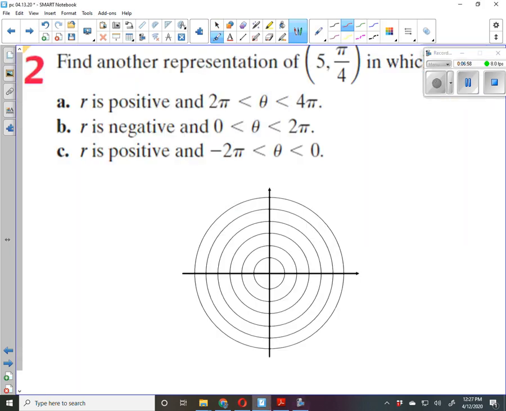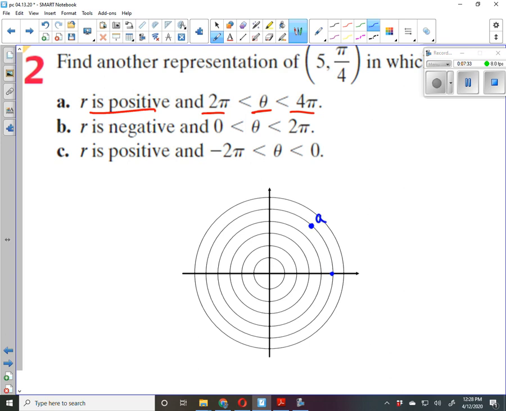Okay, so we want to find another representation of 5 comma pi/4 in which r is positive and theta is between 2 pi and 4 pi. All right, well, this is going to be interesting because we go out 1, 2, 3, 4, 5, right? And we are rotating pi/4, which puts me right here. This is my A value, correct?